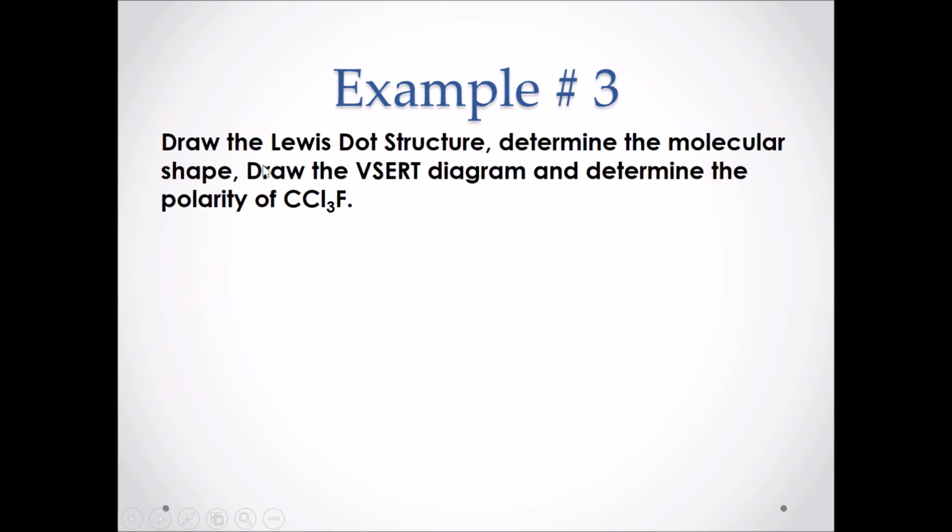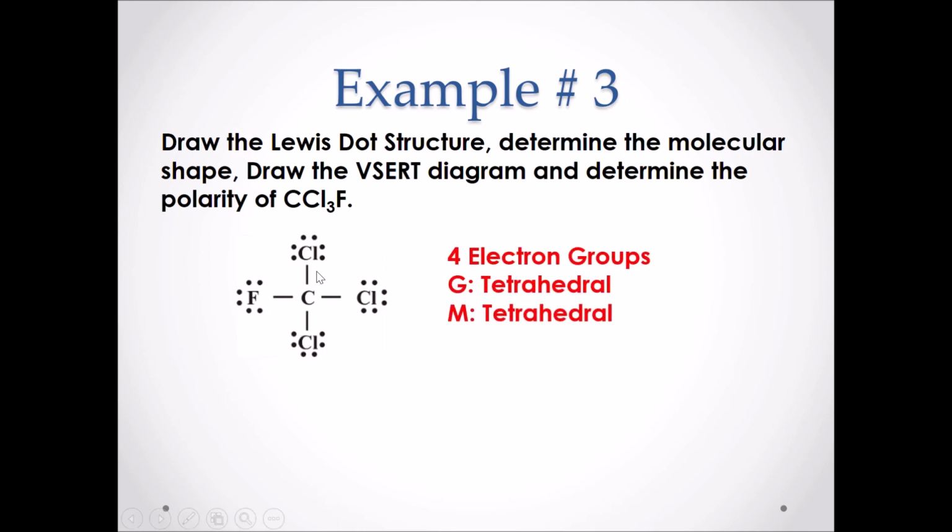Example number 3. Draw the Lewis dot structure, determine the molecular shape, draw the VSEPR diagram, and determine the polarity of CCl3F. Pause the video and attempt this example. First, we have our Lewis dot structure. We can see that there are 4 electron groups around the center atom carbon, here, here, here, and here. That makes a tetrahedral geometrical shape. And since there are no lone pairs on the carbon, that makes the molecular shape also tetrahedral.